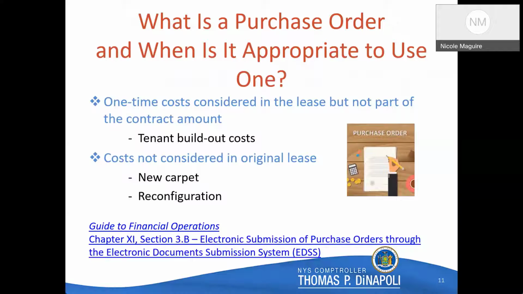Another question you guys asked was, what is a purchase order and when is it appropriate to use one? Purchase orders are transactions generally used for one-time purchases that exceed the OSC pre-approval threshold and do not require a formal contract document. The audit ID for these transactions will begin with an OP. The most common purpose for agencies to submit purchase order contracts to the RPN team is for any purchase that is lease related but not covered by the scope of the lease.